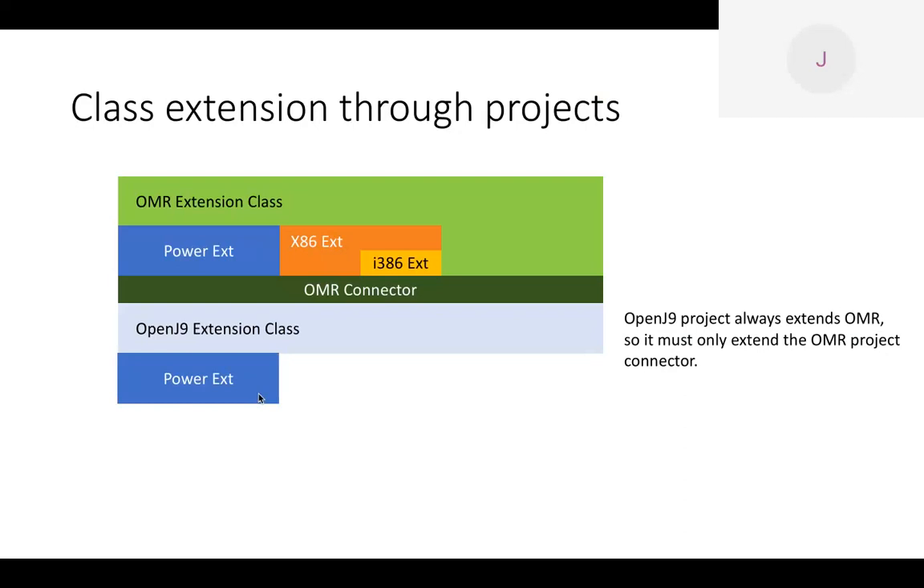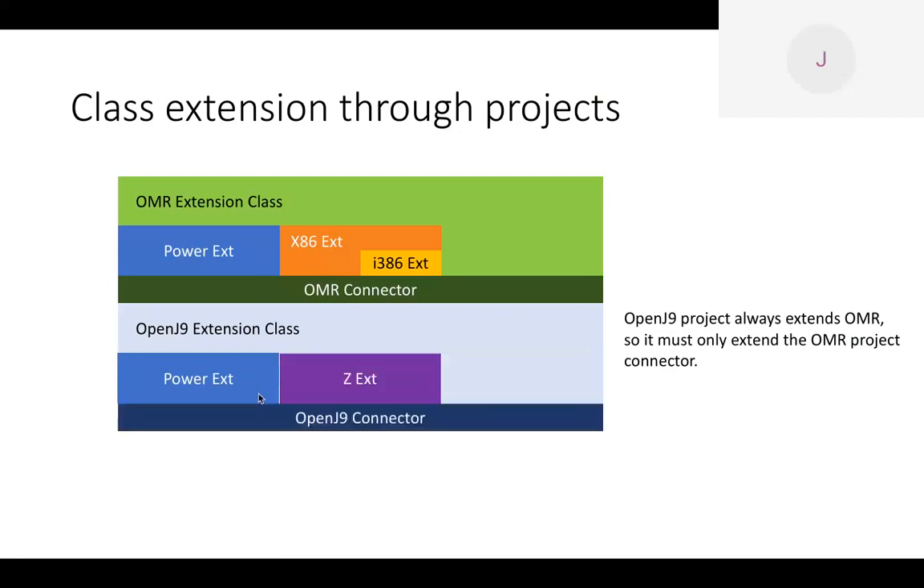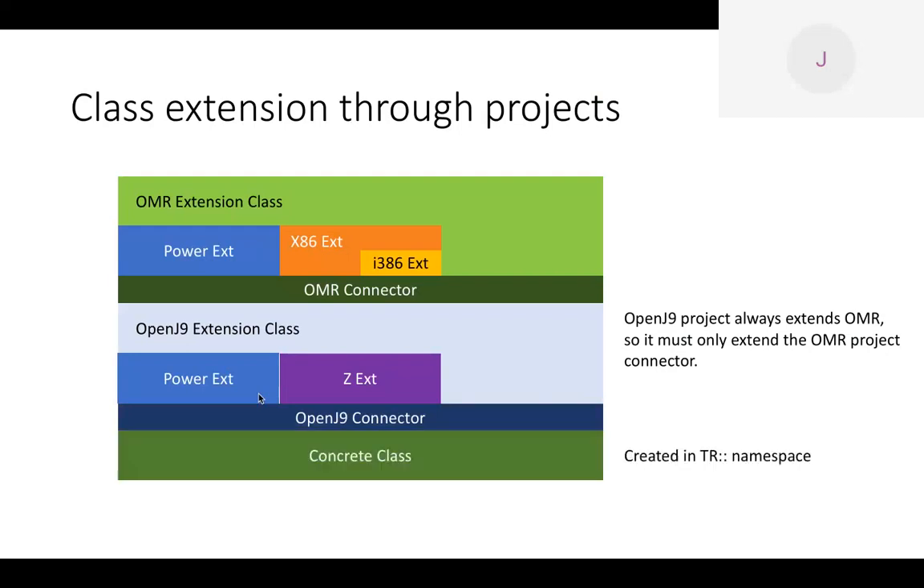However, you can come along and extend OpenJ9 with Power extensions or Z or whatever. And then, of course, you also have to provide a connector for OpenJ9. And then you have to build a concrete class that extends that OpenJ9 connector. And that concrete class will live in the TR namespace.